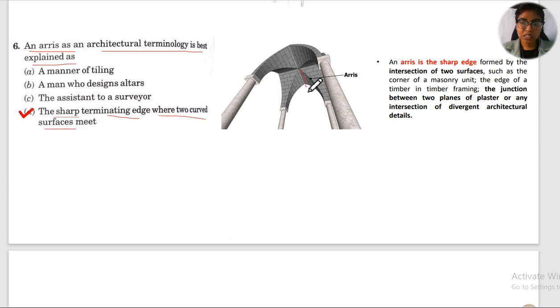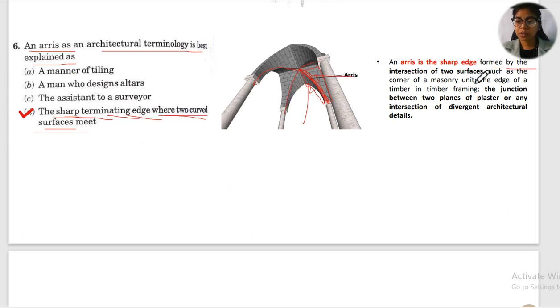So this is your one curved surface. Suppose this is another curved surface, 1 and 2. These two surfaces are meeting at this sharp edge, and this sharp edge is known as your arris. One surface, second surface, both are meeting at this sharp edge. This will be your arris, this will be your arris, and this is your arris.